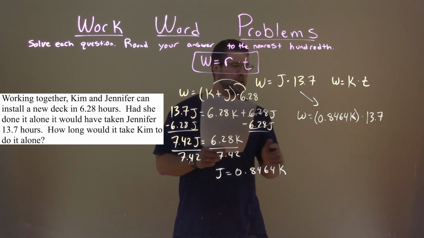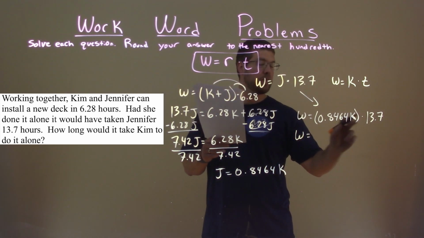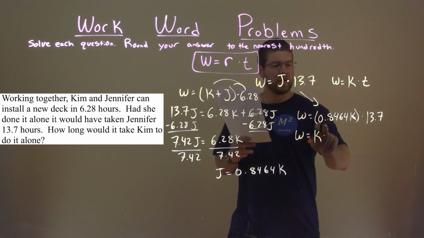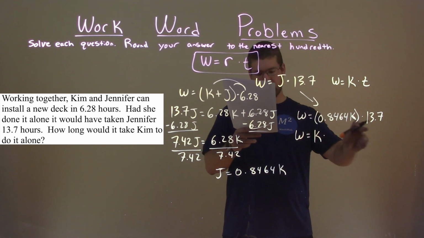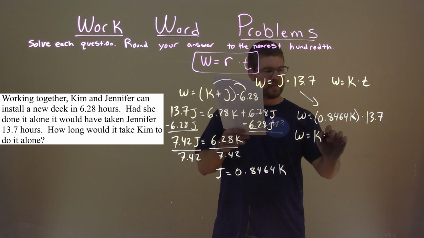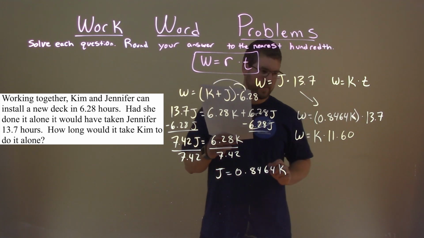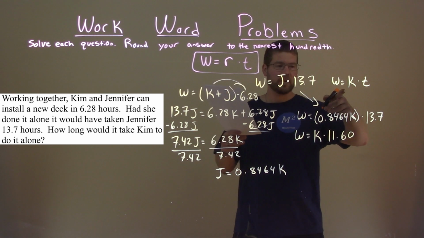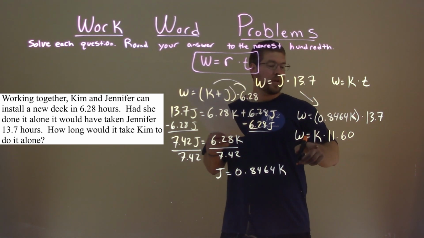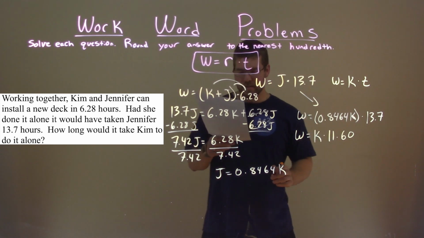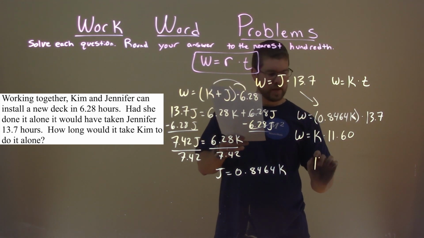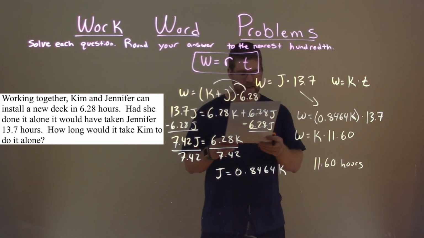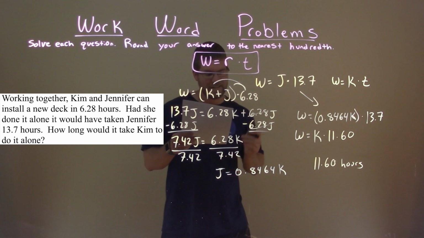Okay? Well, the work here is equal to, since it's all multiplication, we can rearrange this. Let's put K first and multiply it by, well, it's 0.8464 times 13.7. That's going to be approximately 11.60. And so notice how it matches up with the formula for Kim's work. The time it takes, whatever Kim's work rate is, it would take her 11.60 hours. So 11.60 hours is now how long it would take Kim to install a new deck.